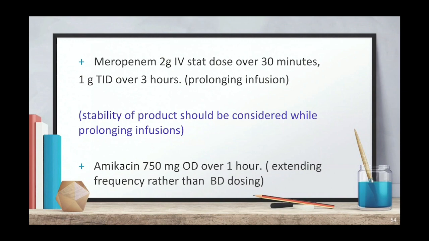In the case of concentration-dependent antibiotics, extending the frequency interval is important. For example, amikacin 750 mg OD over 1 hour is preferred over amikacin BD dosing.